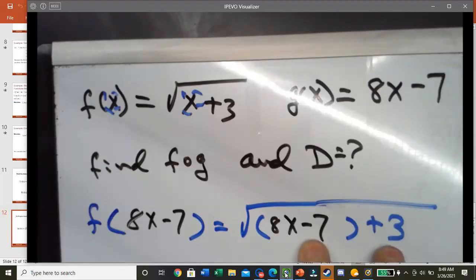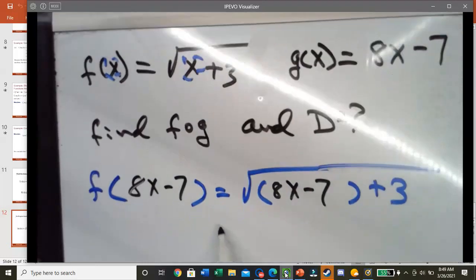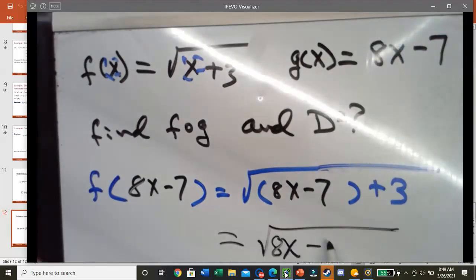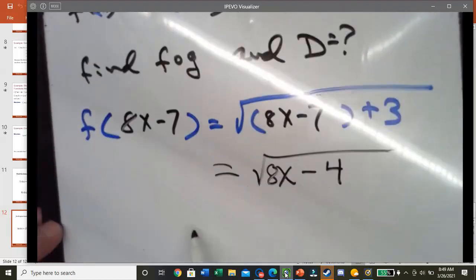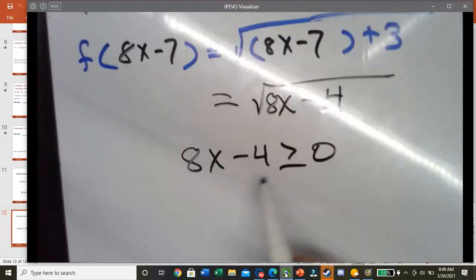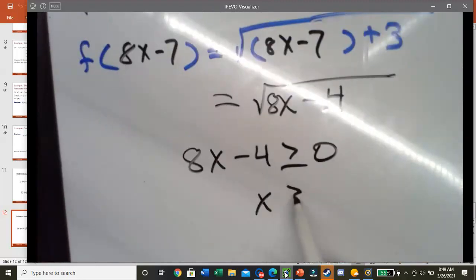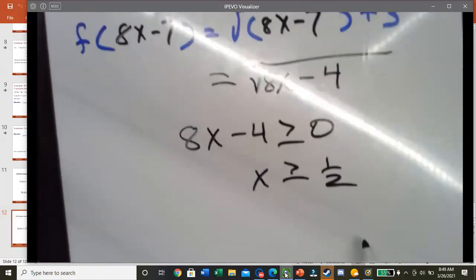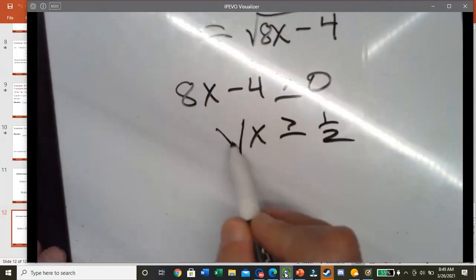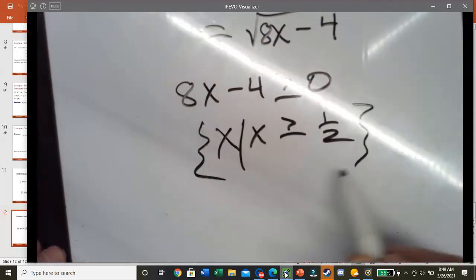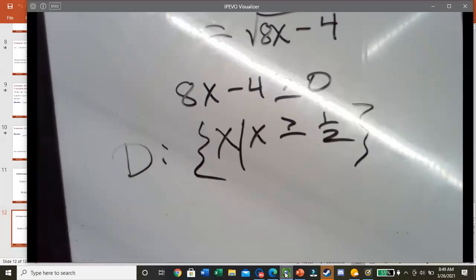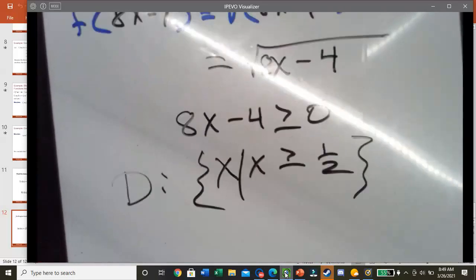So that's why these two can simplify. We can combine those, combine like terms. Okay? And so we end up with the square root of 8x minus 4, and then take 8x minus 4 greater than or equal to 0, and we get x is greater than or equal to 1/2, and so that's our domain. Okay? Questions there?